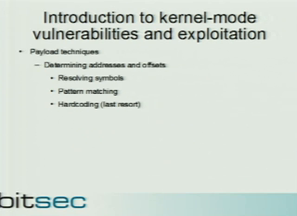Some of the things we often need to do in our payload to make it reliable is automatically determining addresses and offsets. This can be done by simply parsing the ELF headers to resolve the symbols in memory. It may also be done by pattern matching, for instance by searching for certain instruction sequences. And as a last resort, we may simply hard-code the addresses and offsets for specific kernel releases.